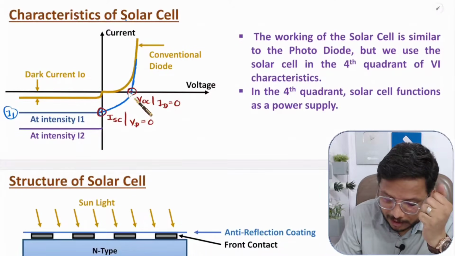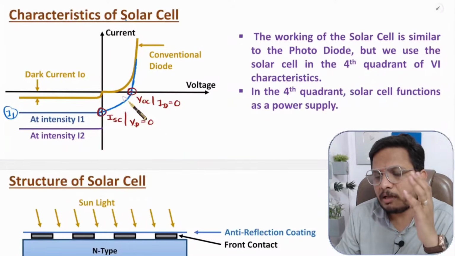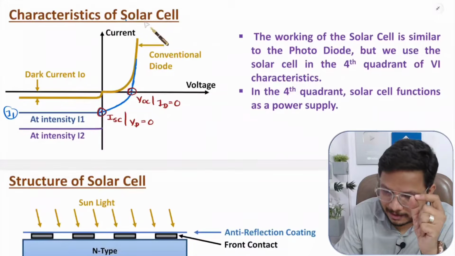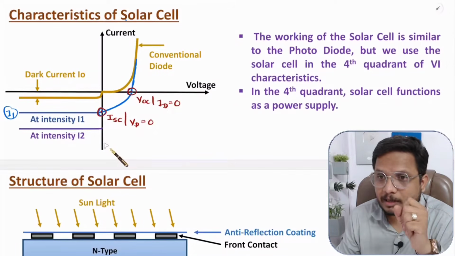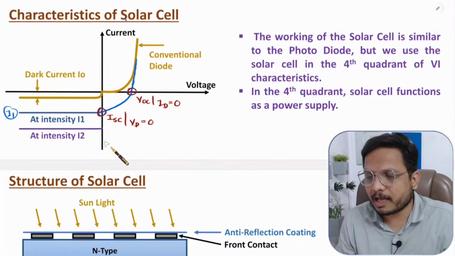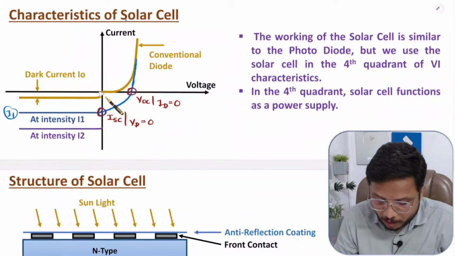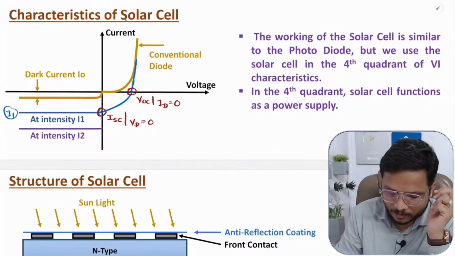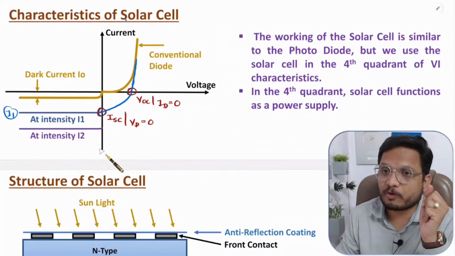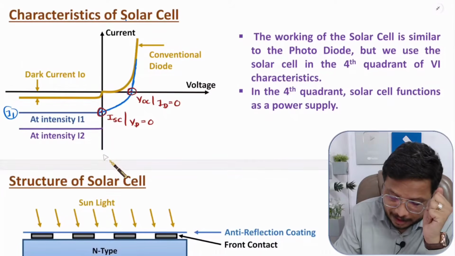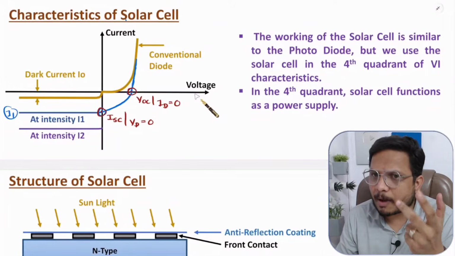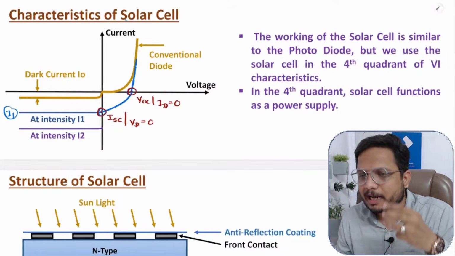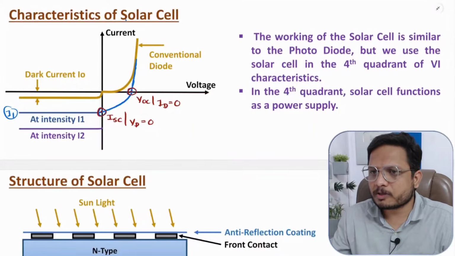But first thing that you need to understand: for the PN junction photodiode, the same characteristic is there with a solar cell, but in this fourth quadrant you will be using the same PN junction as a solar cell, while in the third quadrant you will be using the same PN junction as a photodiode, right? So the same structure you use as a photodiode in the third quadrant, and in the fourth quadrant the same structure will generate power. How it will generate power, we are going to derive a little later. But before that, let me show you the basic structure of a solar cell.